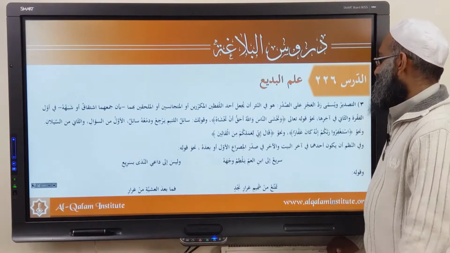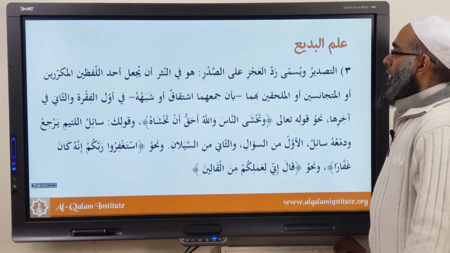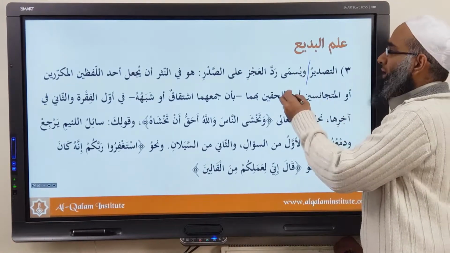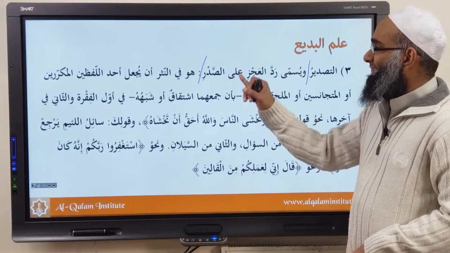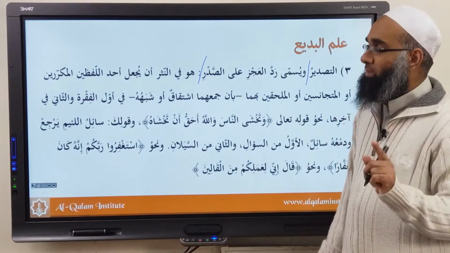Now we're moving on to something called tasdeer. So at-tasdeer, ويسمى رد العجز على الصدر. It is also called رد العجز على الصدر. I'll discuss this in the next lesson in more detail.